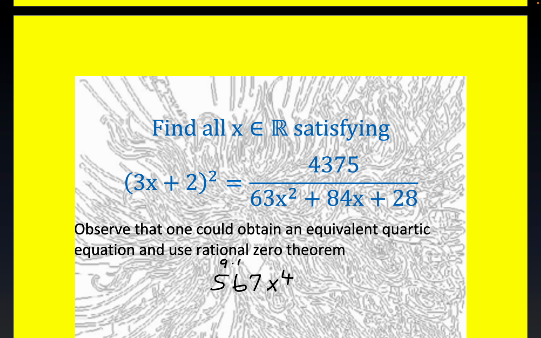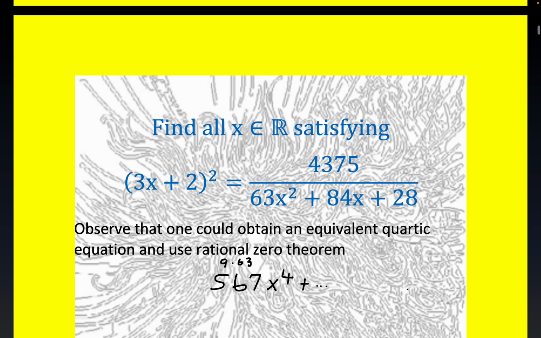Now I'm not going to write all the terms of the quartic, but there would be a lot of other terms. Then you could use something called the rational zero theorem. But the rational zero theorem depends on the constant in the polynomial and also the leading coefficient, which you can see is 567 with plenty of divisors. So that's not the way to approach this problem. Again, this 9 times 63 comes from the fact that 3x quantity squared is 9x squared. When you multiply 9x squared times 63x squared, you get 567x to the fourth, leading to the quartic.